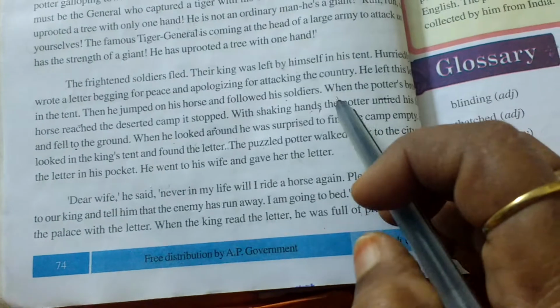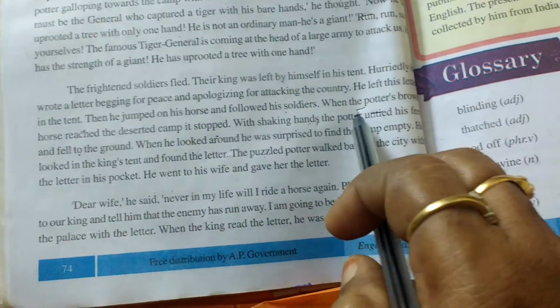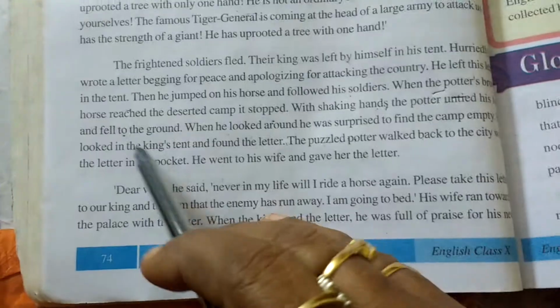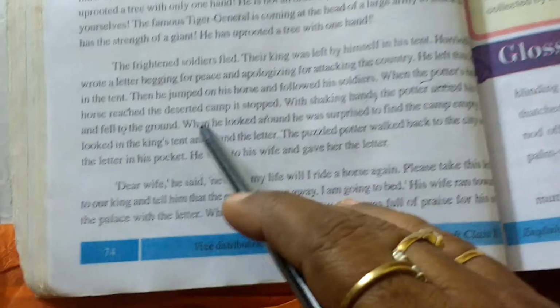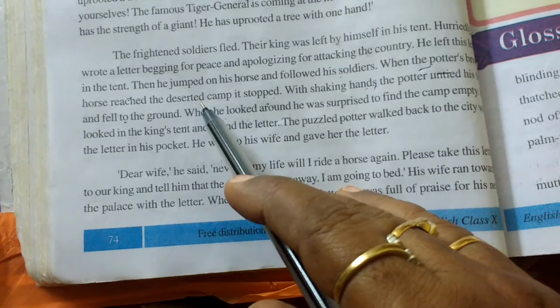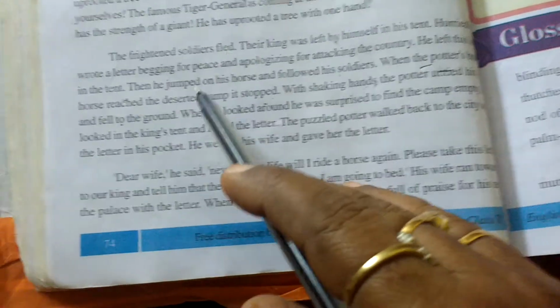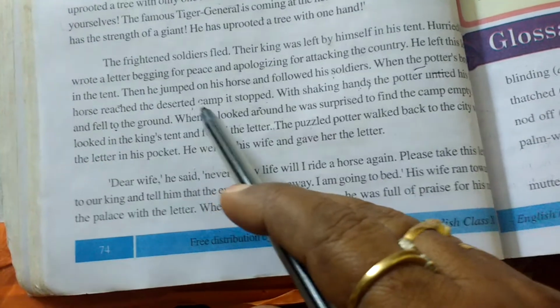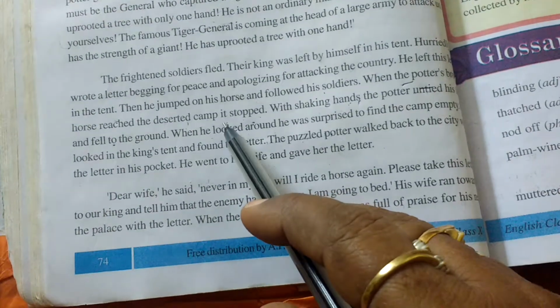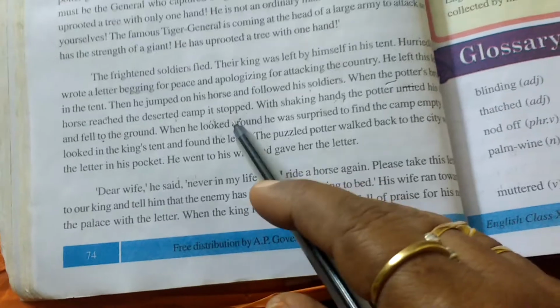When the porter's brown horse reached the deserted camp, it stopped. Deserted means nobody is there. It was an empty camp. No person is there. So the deserted camp. The horse stopped there. It refers to what? The horse.